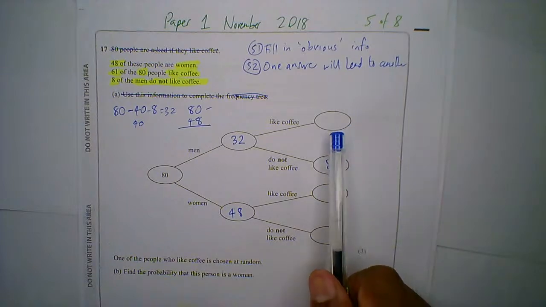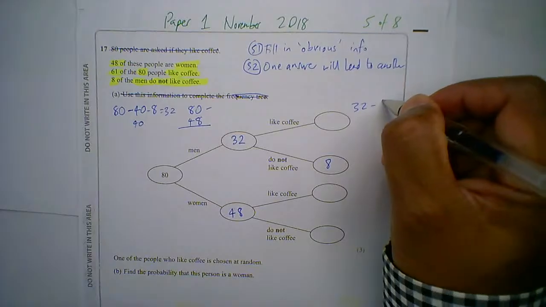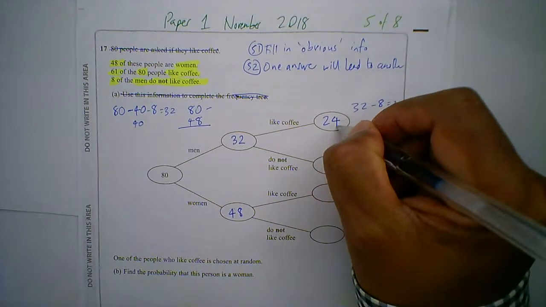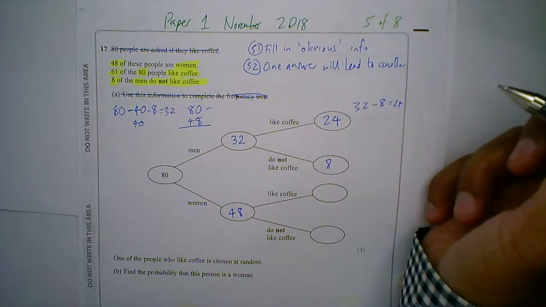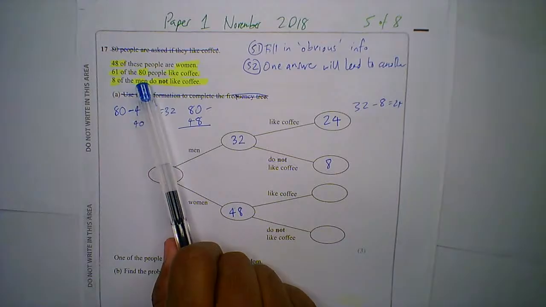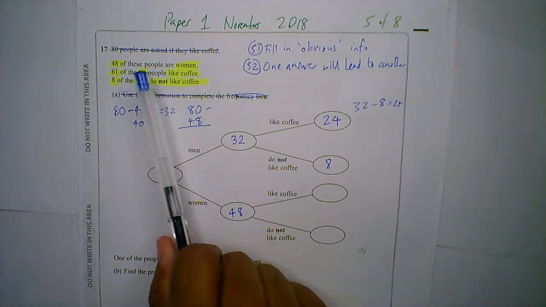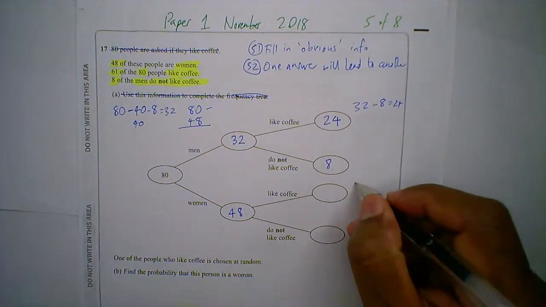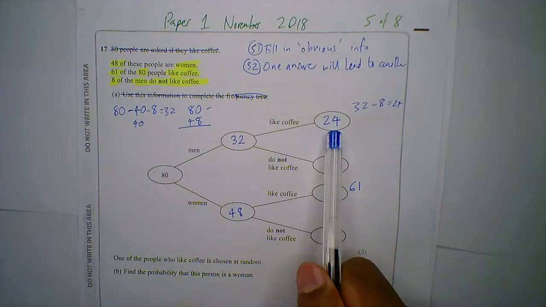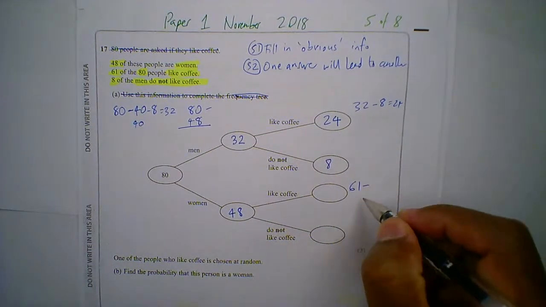And now I can see what my like coffee is going to be, which is going to be 32. Take away 8, which is 24. And now 61 of the 80 people like coffee. So liking coffee is 61. So I've got 61 here liking coffee. And here I've got 24 from the men. So I'm going to do 61 take away 24.